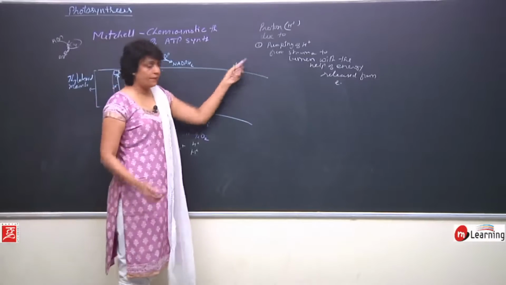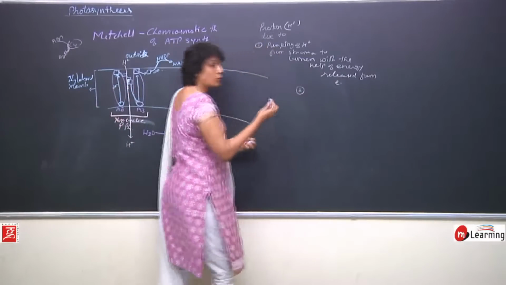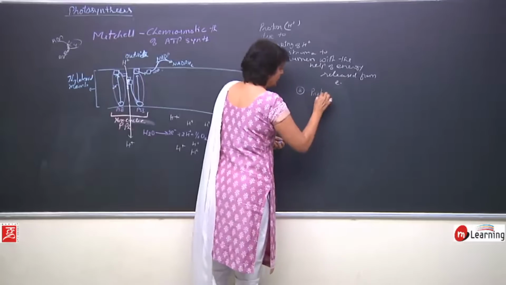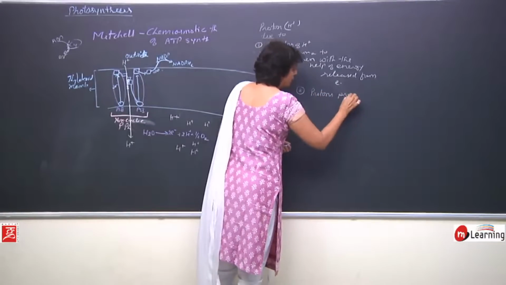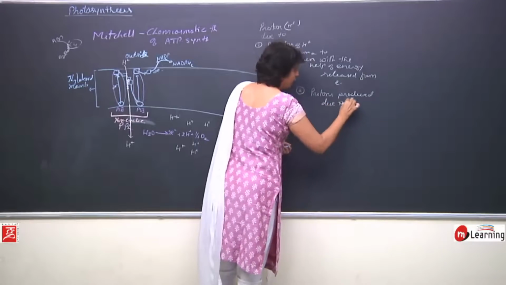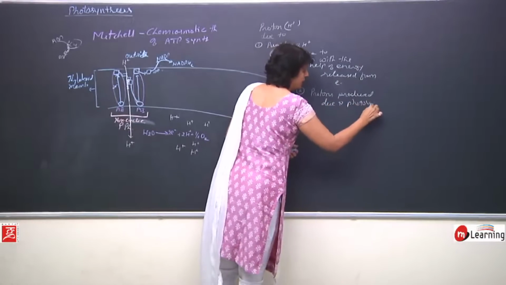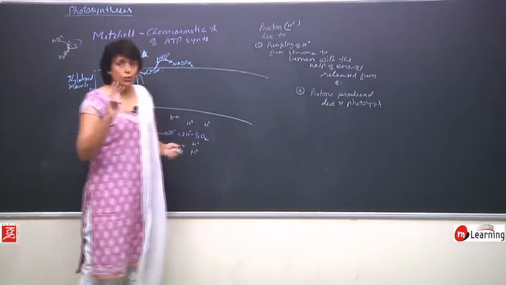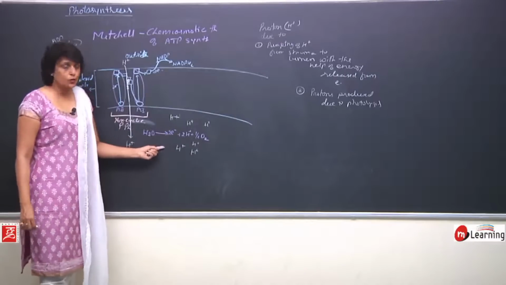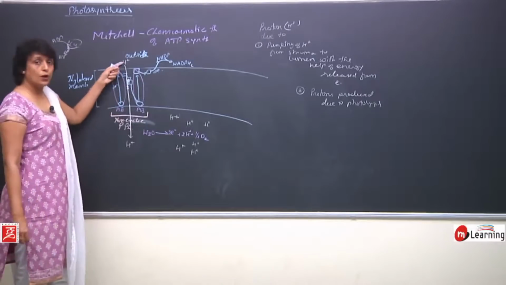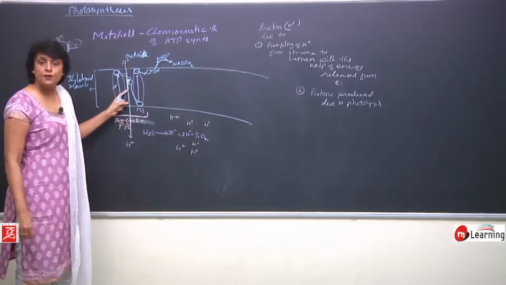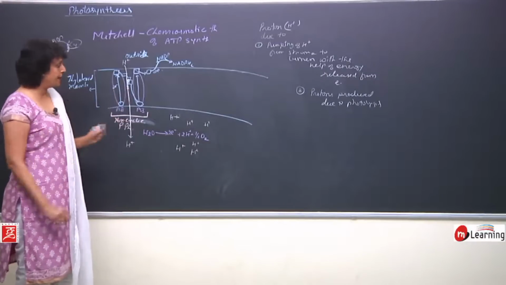This is one. The second reason why protons would be inside here is the protons produced due to photolysis. So there are two reasons why there are protons in the lumen. One, because of photolysis of water, and two, because of pumping in of protons, which takes place with the help of energy which is released normally at the cytochrome complex.